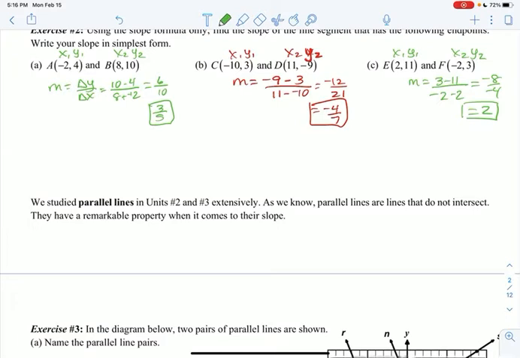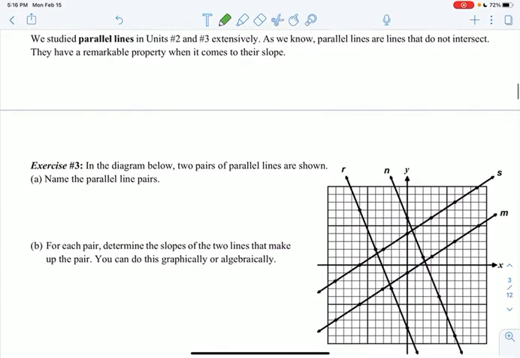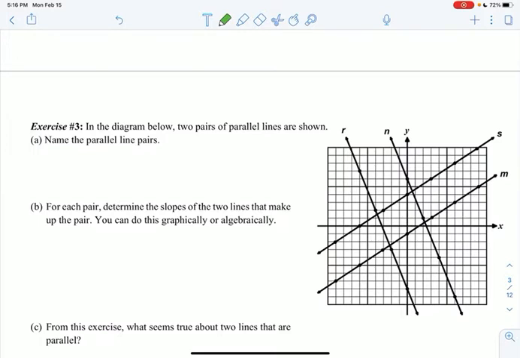So we also talked about parallel lines back in earlier units. You know that parallel lines are lines that do not intersect, and they have a remarkable property when it comes to their slope. So if you flip this over and you look at the next page, first off, we just want to name the parallel lines. So let me highlight them so we can see that R and N are parallel. And we can see that S and M are parallel to each other. They're two lines that do not intersect. So R is parallel to N and S is parallel to M. So let's find the slope of R and N.